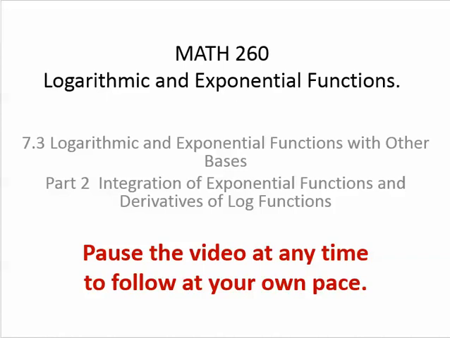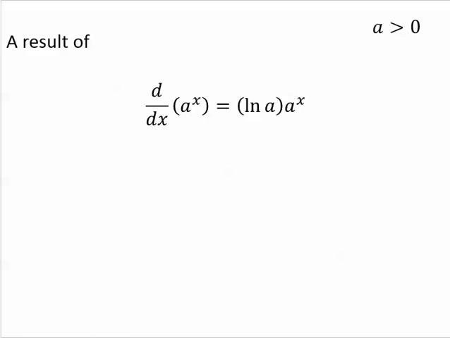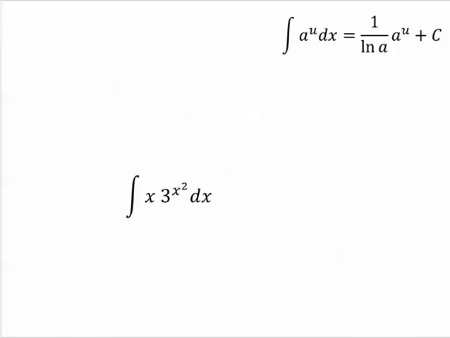Integration of exponential functions and derivatives of log functions. One result of knowing this derivative is knowing this antiderivative. Notice that the derivative of a to the x is log a times a to the x. Now the antiderivative of a to the x, you still get a to the x, but now it's 1 over log a. Let's use this rule to do a problem.